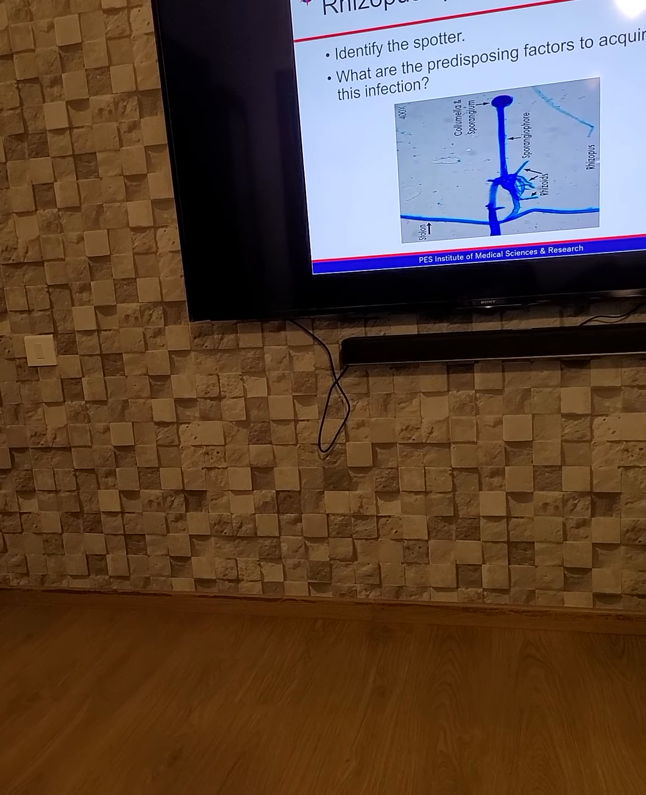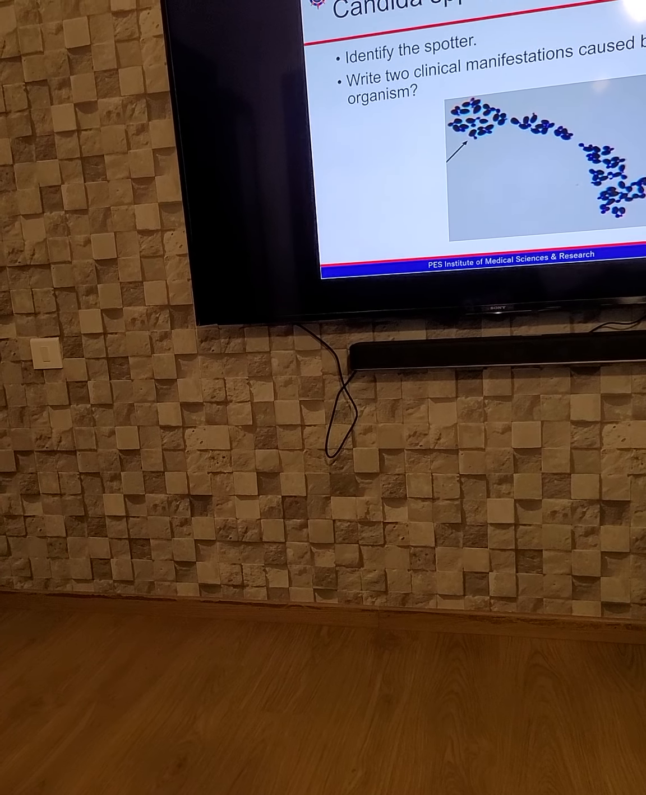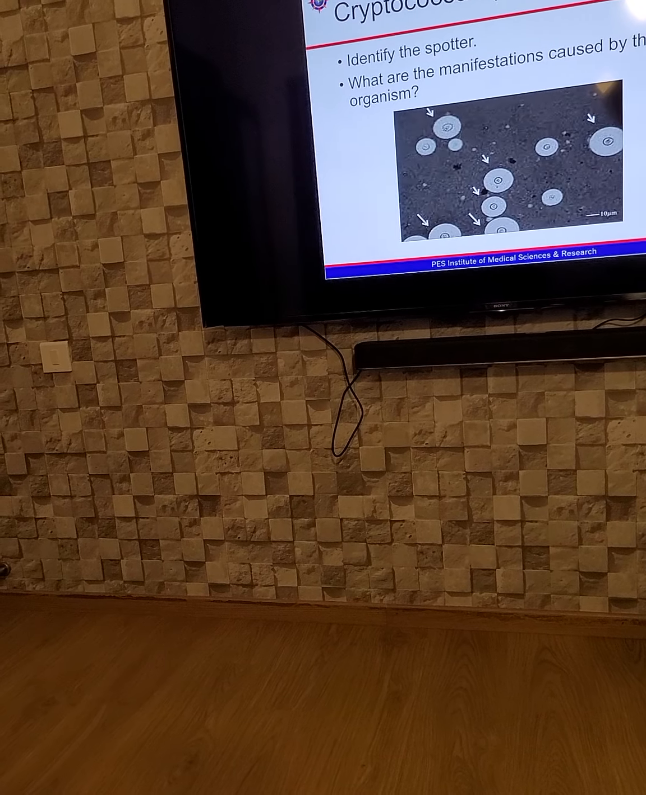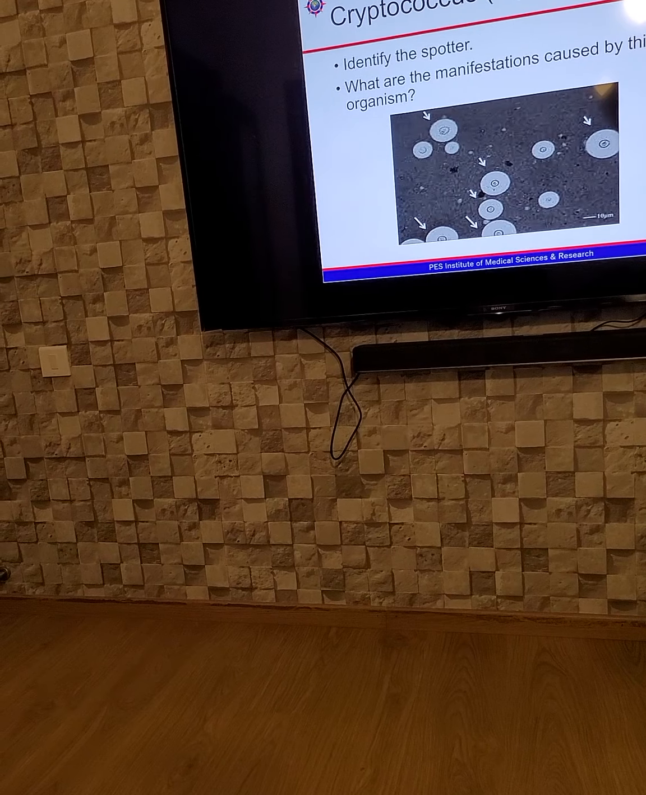A Rhizopus, which has roots, rhizoids. This is Candida species, showing pseudohyphae. This is Cryptococcus, a negative staining with nigrosin or India ink preparation.